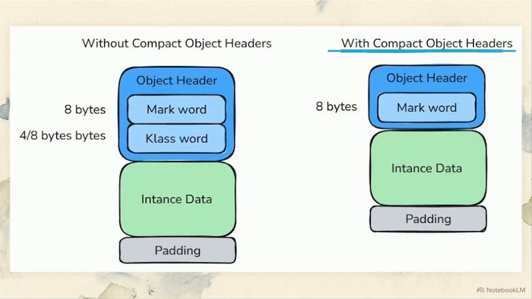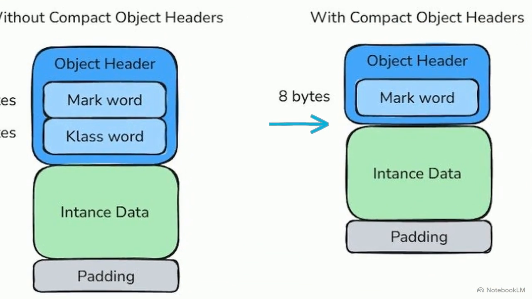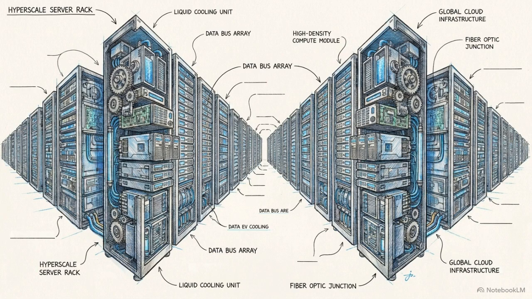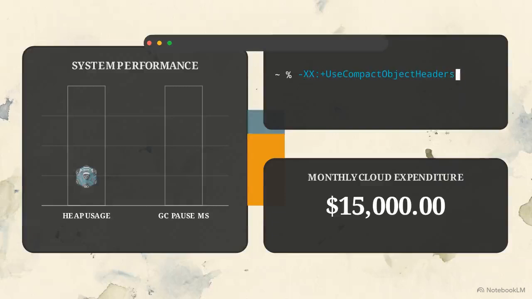Looking at the layout diagram on the right, the result is immediate. The class word is gone, and the total allocation drops from 24 bytes down to a 16-byte footprint. When applied to massive microservice deployments operating in the cloud, the math becomes highly favorable. Flipping this single JVM configuration flag yields a 10 to 20% decrease in overall heap usage, which directly lowers GC pause times and cuts your infrastructure invoices, all without changing a single line of application code.